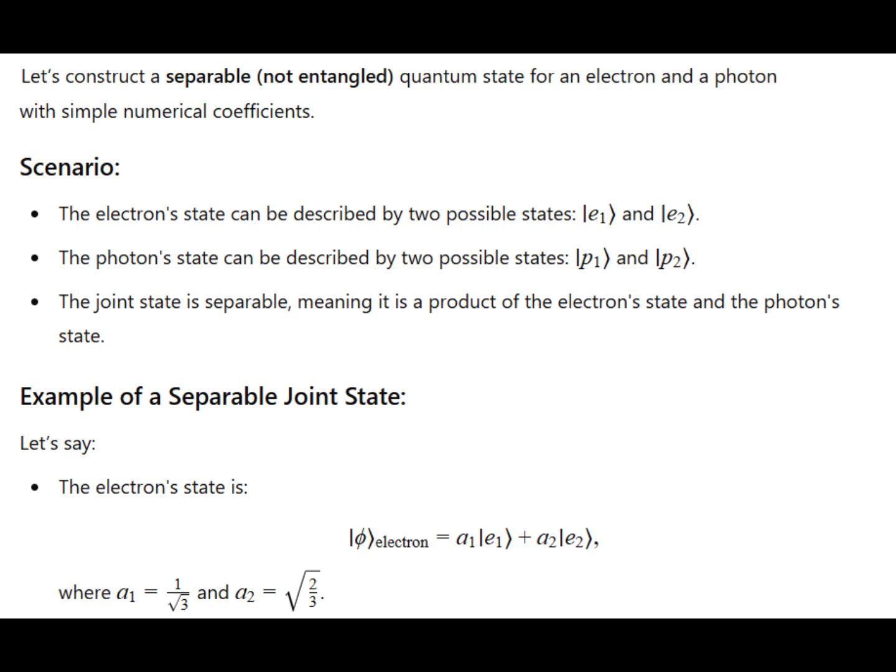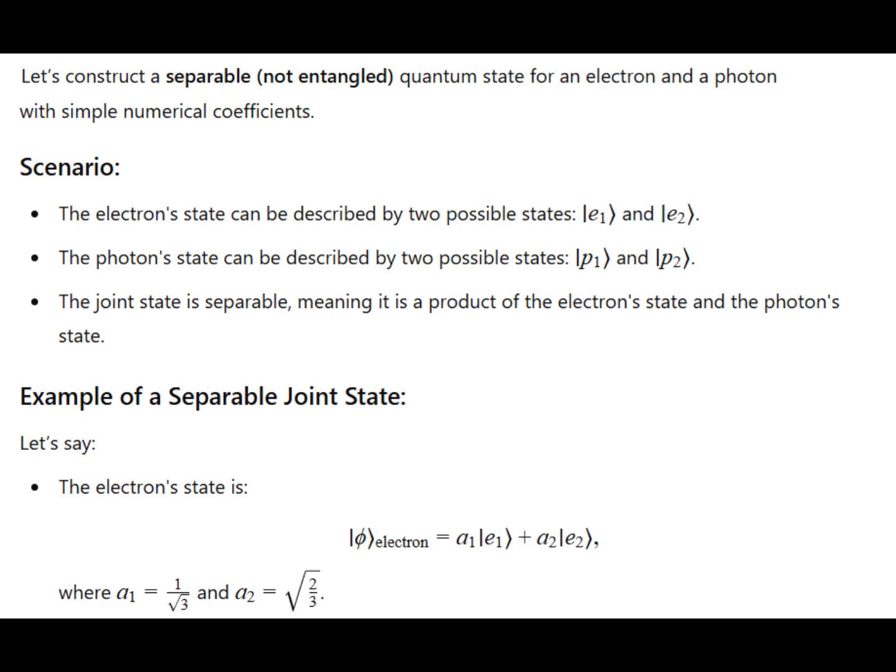Let's construct a separable, not entangled, quantum state for an electron and a photon with simple numerical coefficients. Scenario. The electron state can be described by two possible states, ket E1 and ket E2. The photon state can be described by two possible states, ket P1 and ket P2. The joint state is separable, meaning it is a product of the electron state and the photon state. Example of a separable joint state.